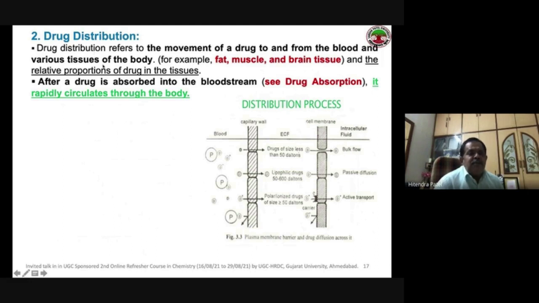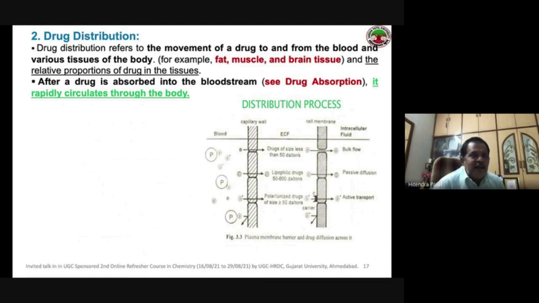Now drug distribution refers to the movement of a drug to and from the blood and various tissues of the body, for example fat, muscles, as well as brain tissue, and the relative proportions of the drug in the tissue. So after the drug is absorbed into the bloodstream, we have to see the rapid circulation throughout the body, right? So how the drug distribution happens is shown here.